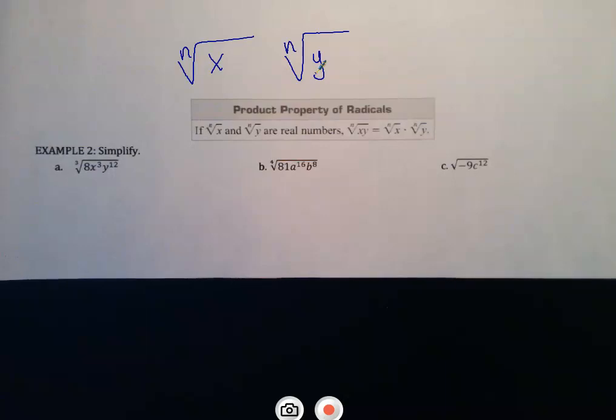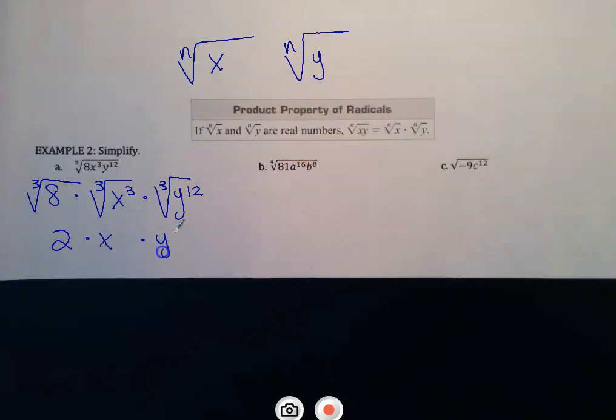So we have the cube root of 8x cubed y squared. Well, we can say this is the same thing as the cube root of 8 times the cube root of x cubed times the cube root of y squared. It applies to all of them. You don't have to write it out like this, but this is how we're going to start to make sure you understand it. So what's the cube root of 8? 2. Okay, the cube root of x cubed is x, and then y to the 4th.